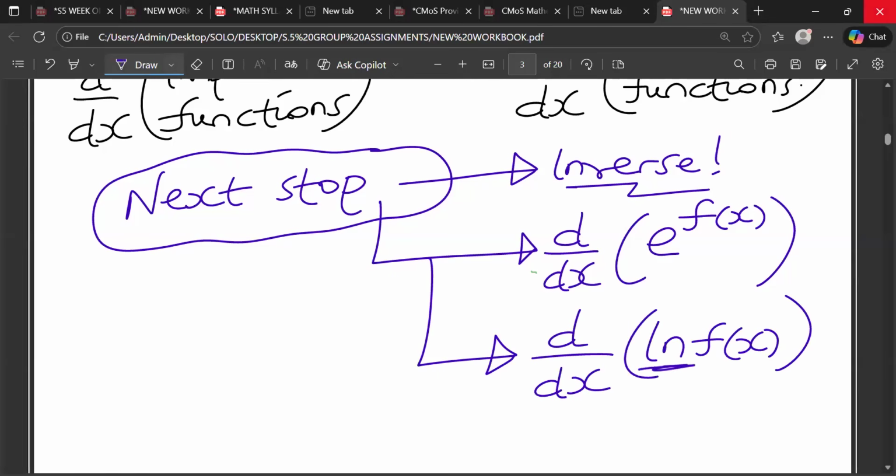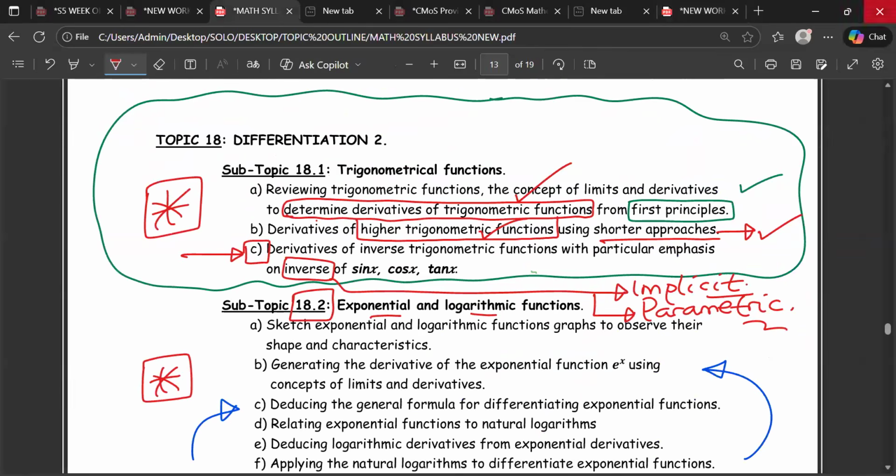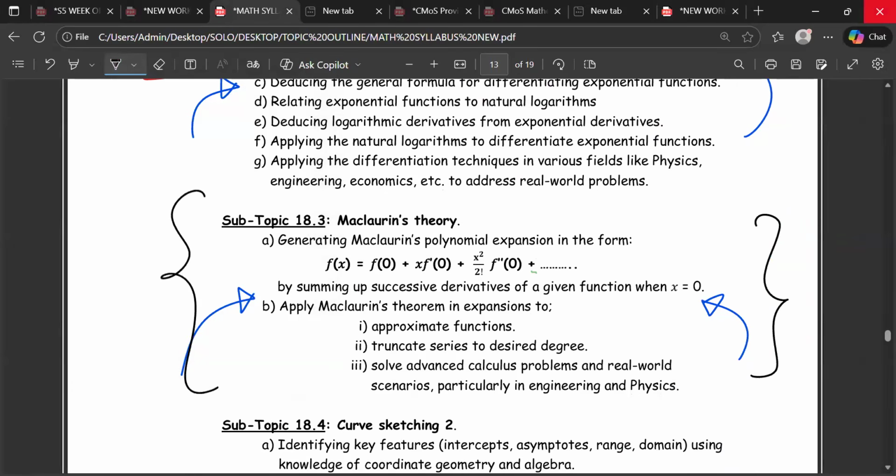Remember, ln is natural log. I taught you that in numerical methods, the first lesson we had in your senior 5. So that's how they are written, and I'll explain more about that. And when we are done with that, the next thing shall be Maclaurin. Are you seeing this? It will be Maclaurin theory.